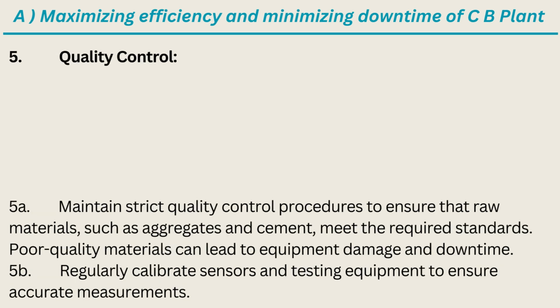5. Quality control. 5A. Maintain strict quality control procedures to ensure that raw materials, such as aggregates and cement, meet the required standards. Poor quality materials can lead to equipment damage and downtime. 5B. Regularly calibrate sensors and testing equipment to ensure accurate measurements.